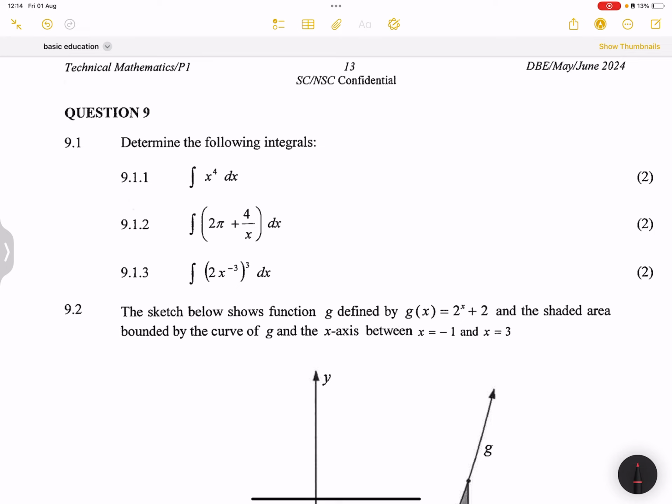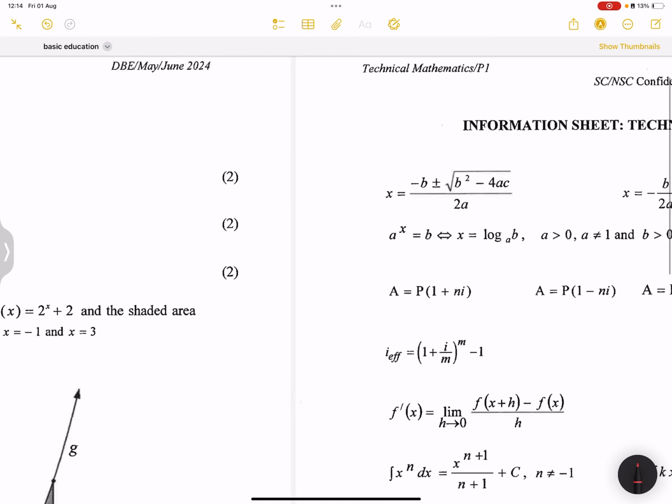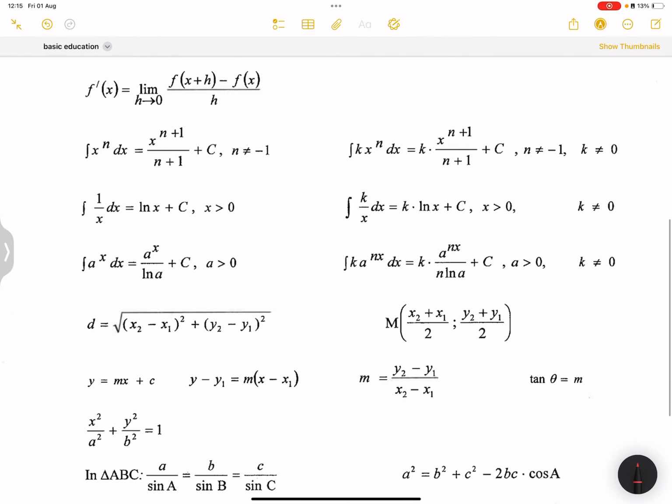Question 9, they say, determine the following integrals. Now, the fortunate thing about technical maths is that they give us the list of integrals. So in this case, all you need to do is go and refer at the back. But please note, if I've got x to the power n and I'm trying to find the integral, all I need to do is add 1 to the exponent and divide by whatever it is that I've added there. That is plus c.